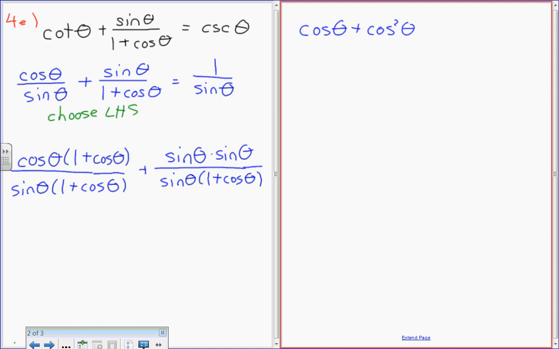And this is where I lose people, so I'm just going to slow down a little bit and give you guys a chance to copy down. Okay. Can someone be brave and explain to me where cos theta plus cos squared theta came from? Okay, go ahead. Yeah, well, cos times 1 is cos. Cos times cos is cos squared.